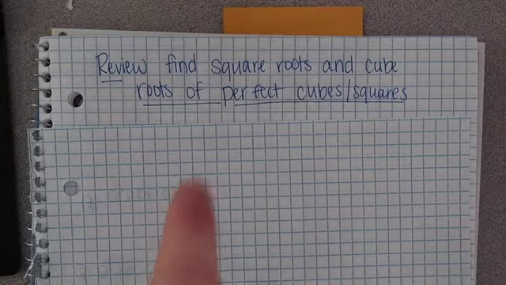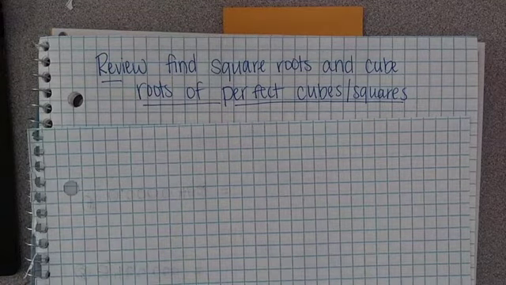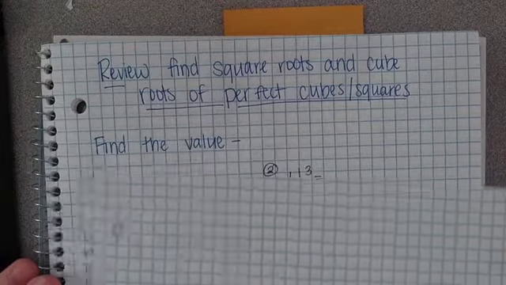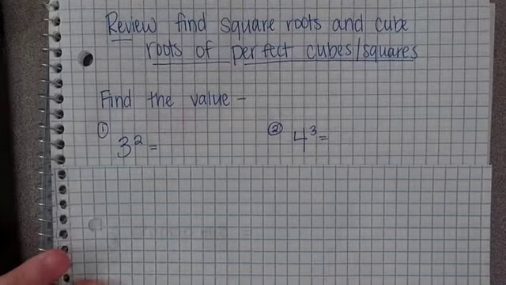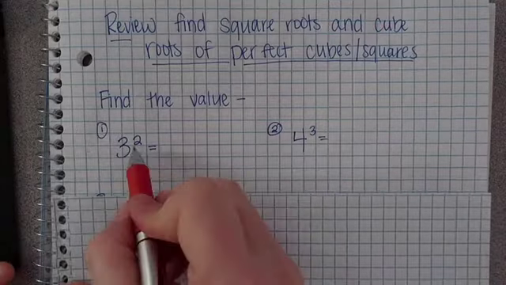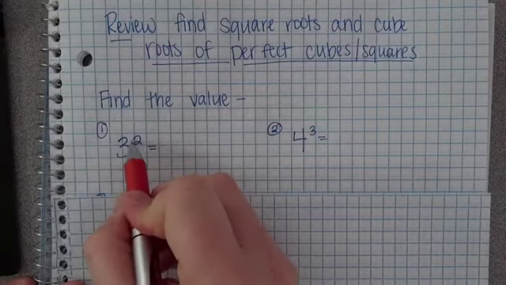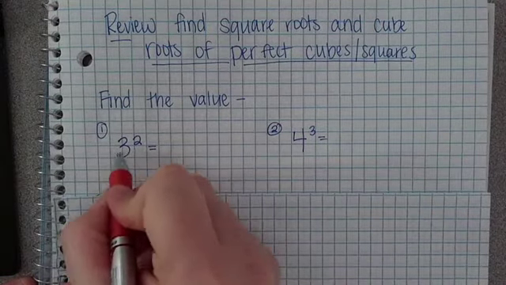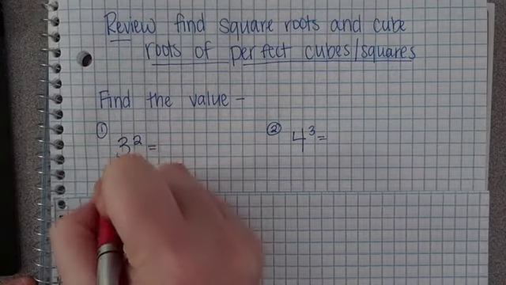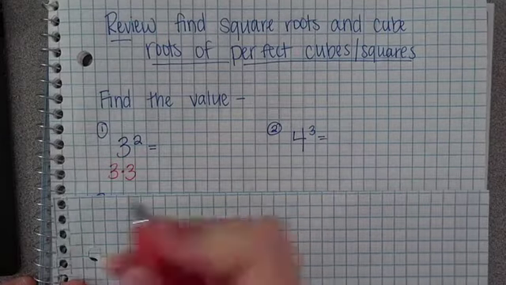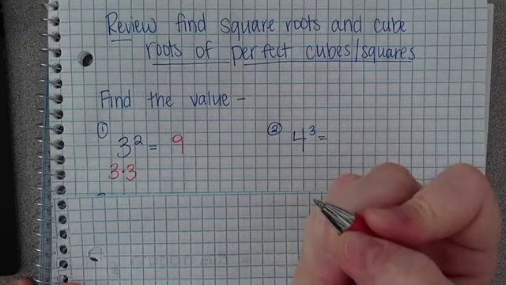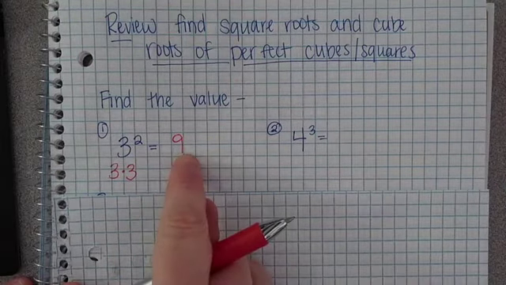So, review for finding square roots and cube roots of perfect cubes and squares. If we look at these first two problems, we're going to find the value. Remember, if we have a number with this little 2 up here, or the exponent of 2, that means you're going to multiply this base times itself that number of times. So we're going to do 3 times 3. Well, 3 times 3 is 9. So 3 squared equals 9.